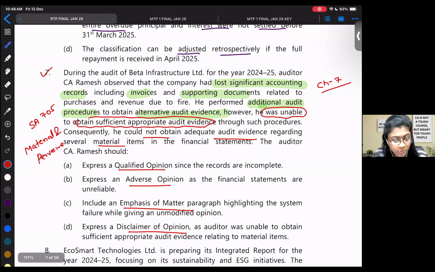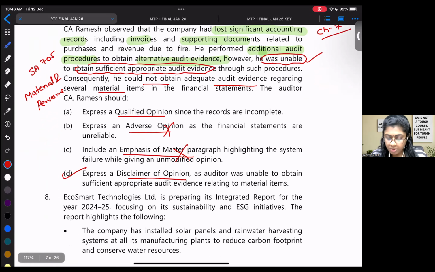So which opinion should you express? Adverse is when you conclude there is material misstatement, not emphasis. Emphasis is only when you are not modifying. Here it is disclaimer. Those who are saying adverse, no. Adverse is when you conclude misstatements are there. Here, unable to conclude. So it is disclaimer. Are we clear? Not adverse.